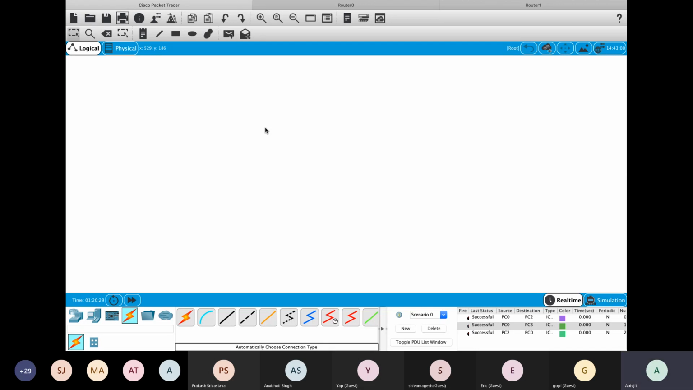So if we talk about EIGRP fundamentals, EIGRP, as most of you might know, stands for Enhanced Interior Gateway Routing Protocol. Correct? Enhanced Interior Gateway Routing Protocol. And it is called an Advanced Distance Vector Protocol.